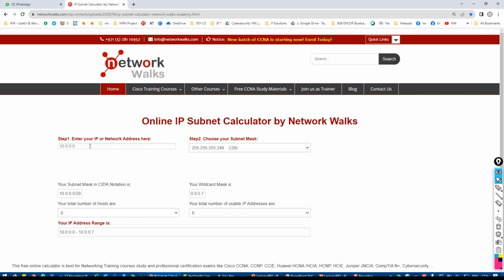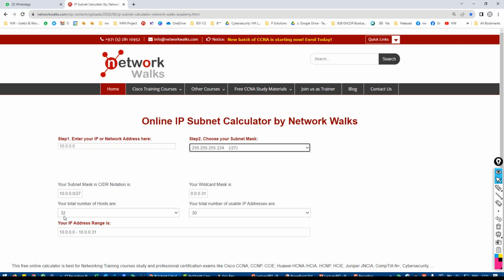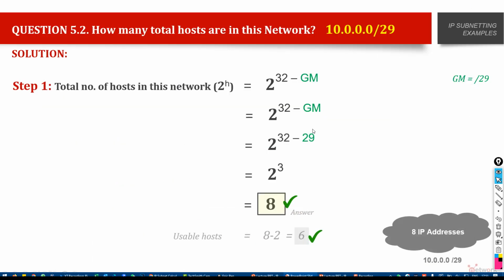Once you are an expert, you will be using the calculator, with no need to do it yourself. If you want 16, for example, then your network will become 10.0.0/28 and so on. If you want to use /27, it can give you 32. So this is how you can play with it, and you can find the number of hosts from each subnet. This is the solved version of it.